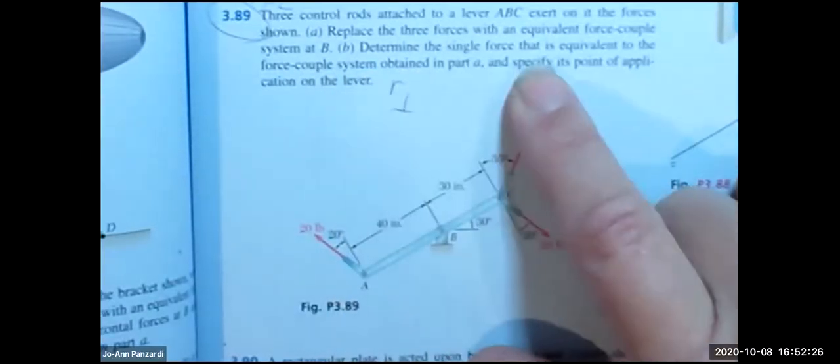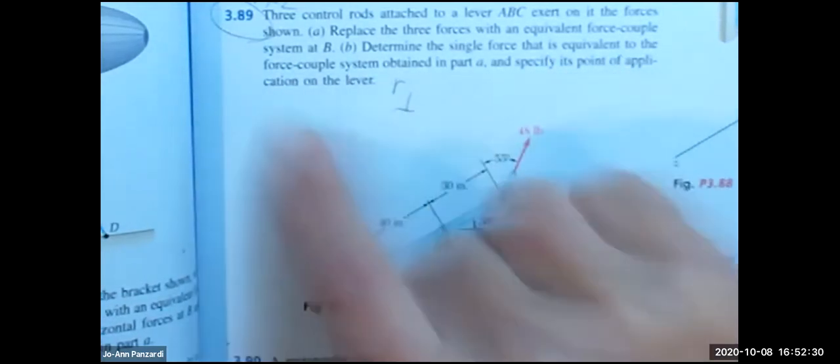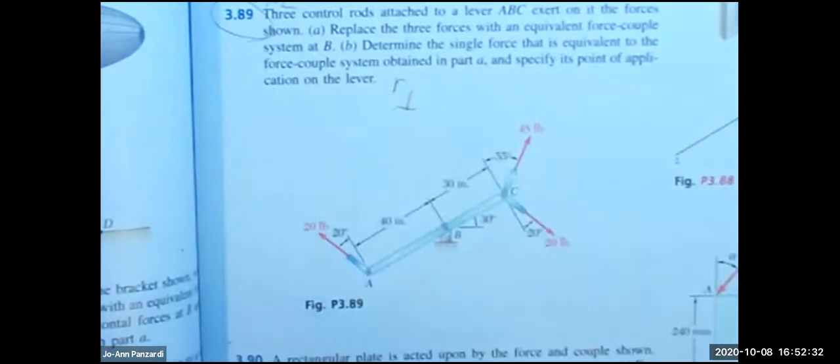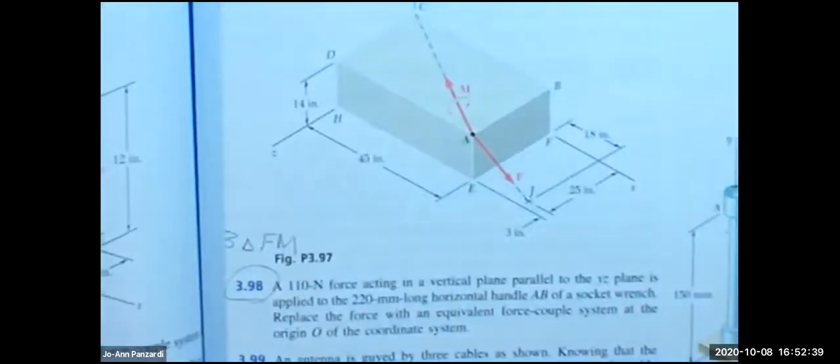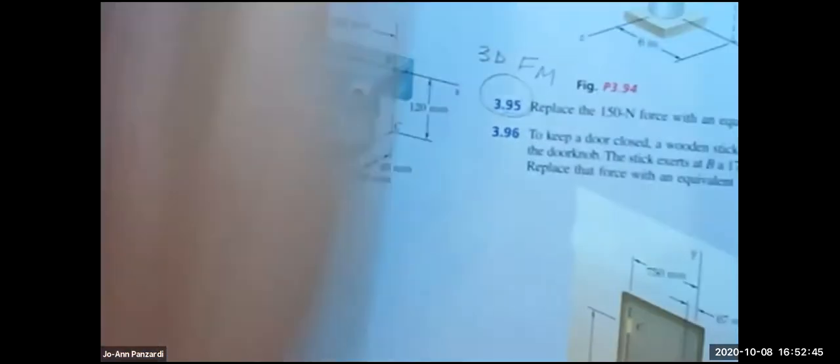Determine the single force that's equivalent to the force couple system obtained in part A and specify its point of location on the lever. What is it? That would be force location. Okay, Jack, you're here. Next problem. Actually, let's just go through them even if they're 3D. Next problem.